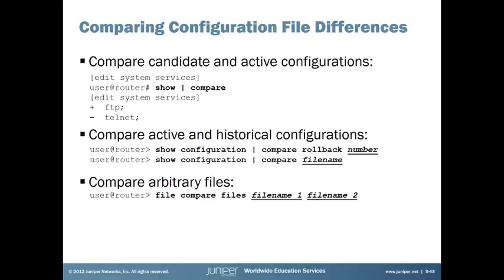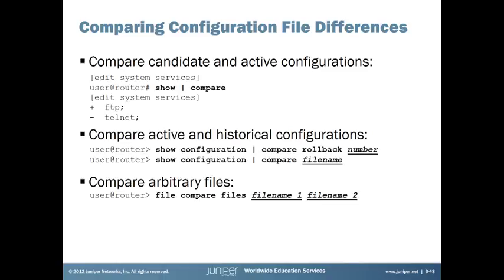You can actually do a compare. Commit compare is good if you're going in and you are configuring something and you want to see the changes between your candidate configuration and your active configuration. You would type commit compare, and it will just show you the differences between the candidate and the active. So maybe you put an IP address on an interface, it'll just show you that particular difference.